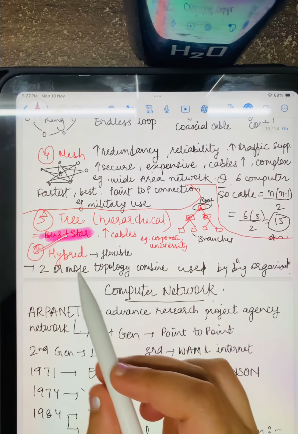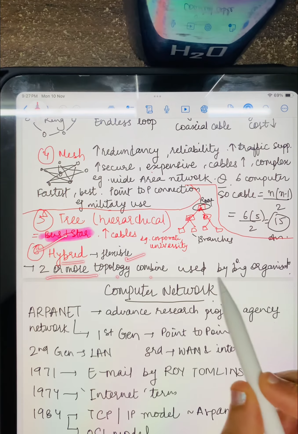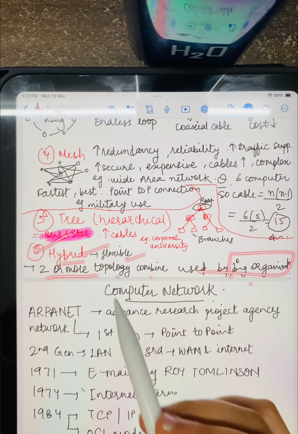So the sixth topology is hybrid. It is flexible. It has 2 or more topologies combined. It is used in big organizations, the hybrid one.